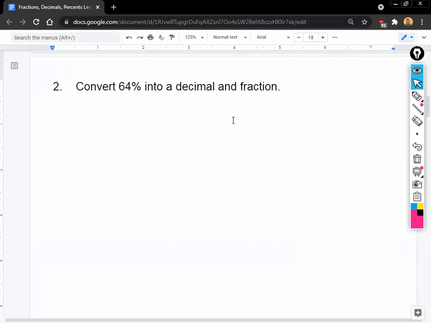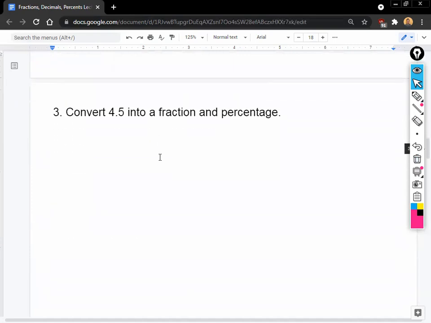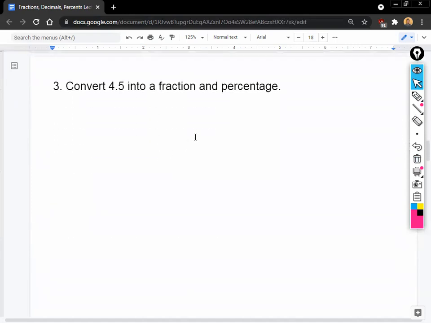Alrighty, guys, let's go on to number 3, and this is the last conversion type of problem. So here we have the value 4.5.